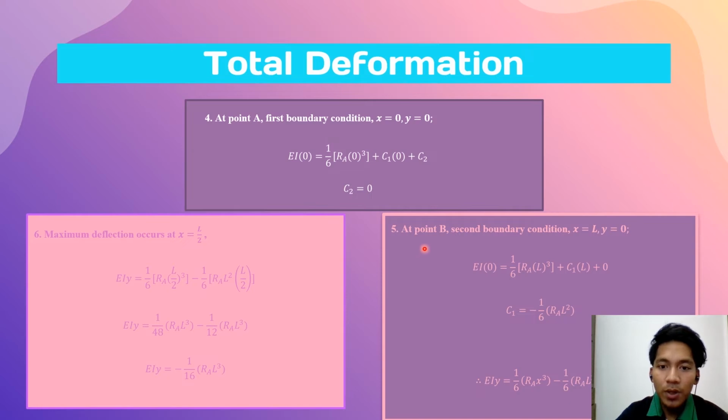Step number 5, at point B, the second boundary condition, x equal to L and y equal to 0. By plugging in the values of L and 0, we will get the elastic curve equation as 1 over 6 times RAX cubed minus 1 over 6 RAL to the power of 2x. And step number 6 is the maximum deflection occurs at x equal to L over 2. By plugging in the value of x into the equation, we will get the elastic curve equation as negative 1 over 16 times RAL cubed.